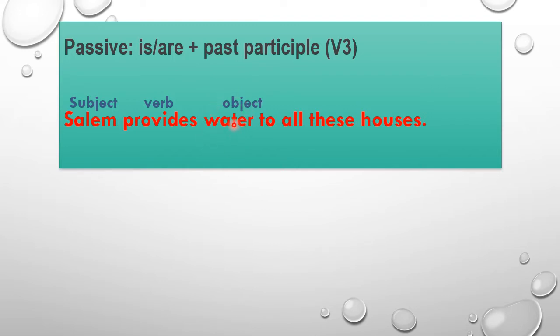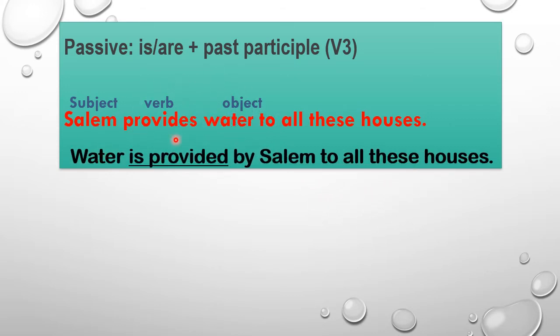Now, before I start, I should write 1, 2, 3. I write these words the opposite way. Water provides Salim. You write them in a reverse way. Water provides Salim. So, water comes here. Look here, please. Water, I put it here, provides stays in the same position. 3 becomes 1, 2 becomes 2, number 1 becomes number 3.